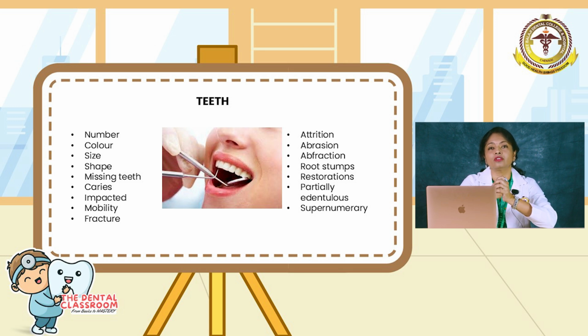Then we look into the regressive alteration of the teeth, that is the wasting diseases of the teeth such as attrition, abrasion, abfraction or erosions. Oral cavity is examined for the presence of any root stumps, restorations and any supernumerary teeth. This is with respect to your examination of your teeth.